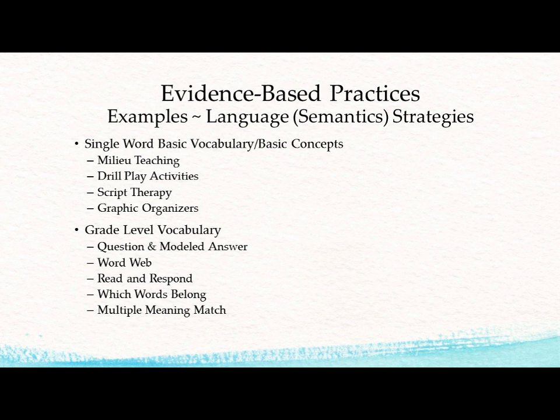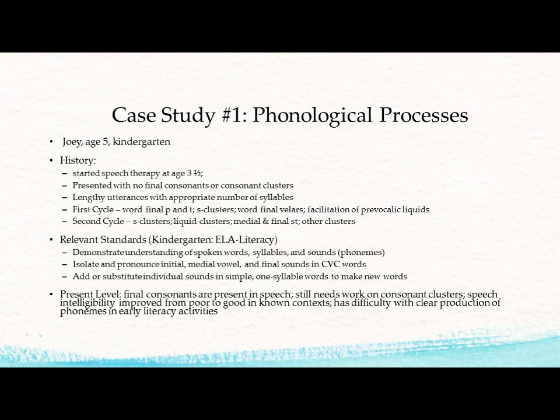So let's start with case study number 1, which is the phonological processes example. Joey is age 5 and he's in kindergarten. He started speech therapy at age 3.5. At that time, he presented with no final consonants or consonant clusters. He had lengthy utterances with the appropriate number of syllables, but again, no final consonants or consonant clusters.